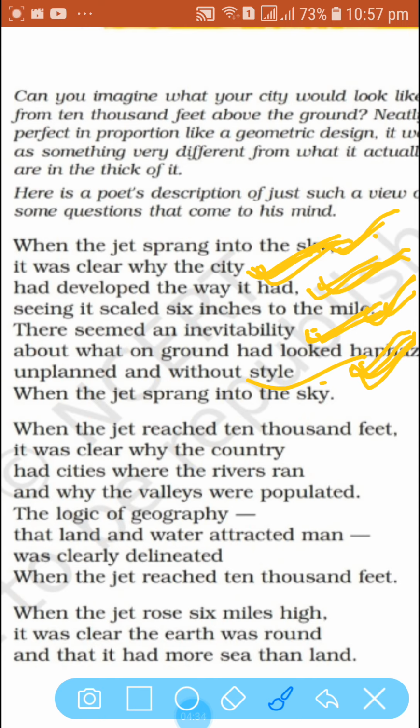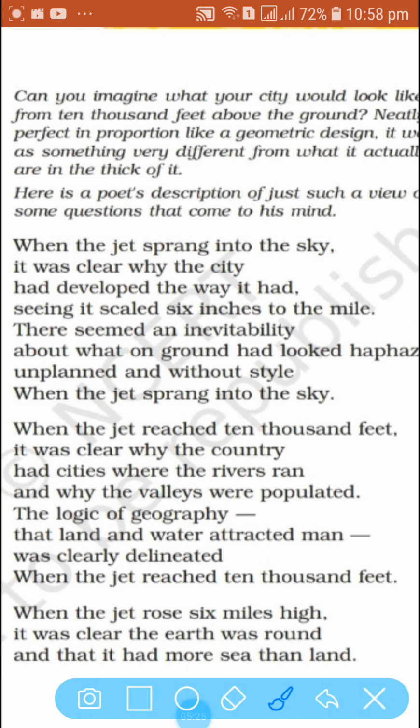Now come to the last line of the first stanza. When the jet sprang into the sky. It is very similar. Actually both the lines are similar, line number 1 and line number 8. As we have already given line number 1 A, line number 8 is also A. That means the next 4 lines of the first stanza stand as B, C, D, A. So the whole rhyming scheme for the first stanza is A, B, C, D, B, C, D, A. Hope you understood. While listening, you can write also. The rhyming scheme for the first stanza is A, B, C, D, B, C, D, A.